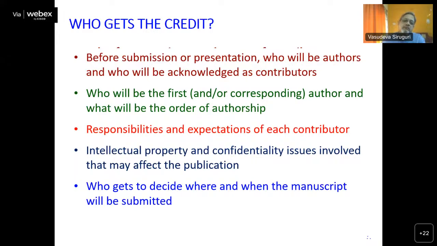And then again, the responsibilities and expectations of each contributor to the research activity. And again, I talked about the intellectual property, etc., and confidentiality issues. So it's better to thrash it out before the start of the activity. And then finally, who is the person among this group of research workers who decides where the manuscript finally should be sent and when it should be sent? So that means basically the corresponding author.